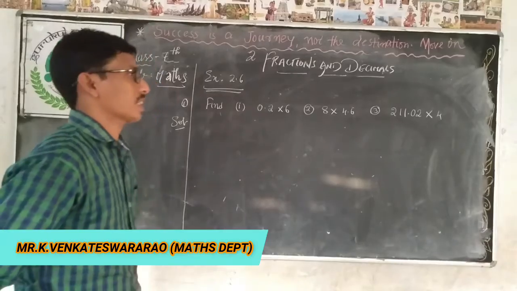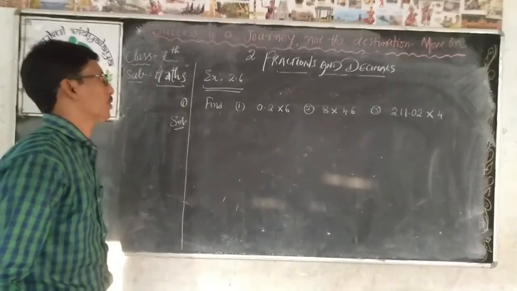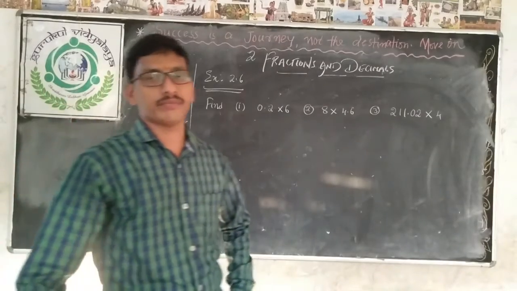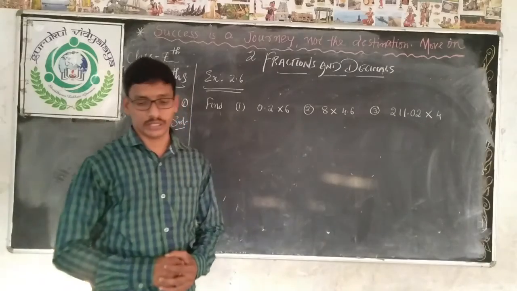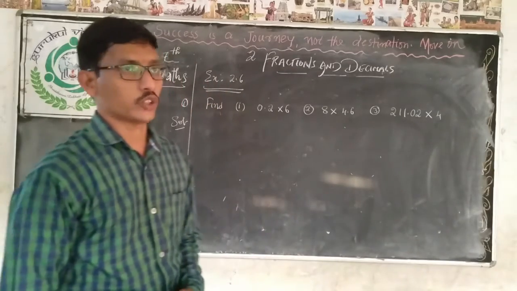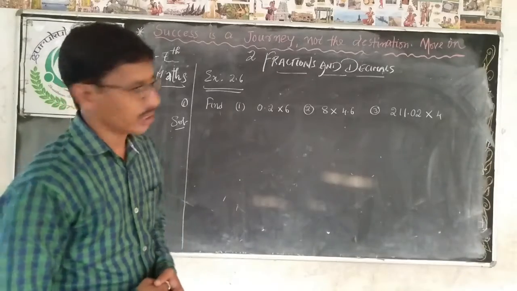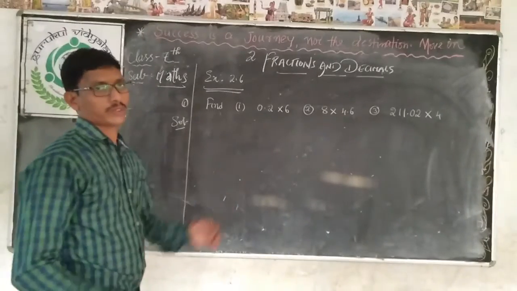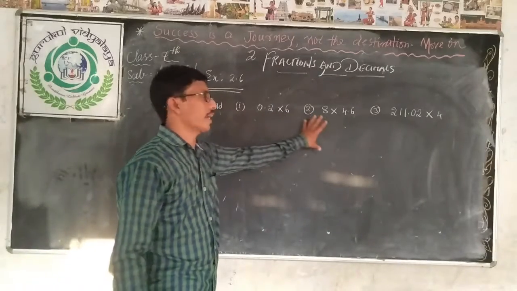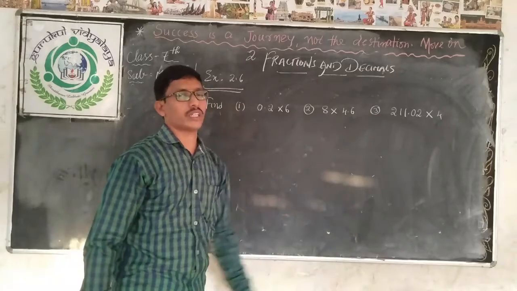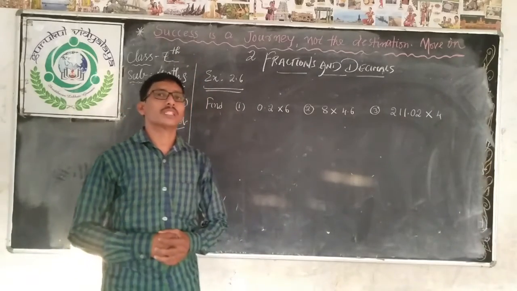Children, in previous classes from the fractions and decimals chapter, we learned up to exercise 2.5 and already completed it. Now coming to exercise 2.6. In this first problem, the chapter is completely about decimals. For example, I have taken some problems: first one is 0.2 into 6, then 8 into 4.6, and 211.02 into 4. Understood?